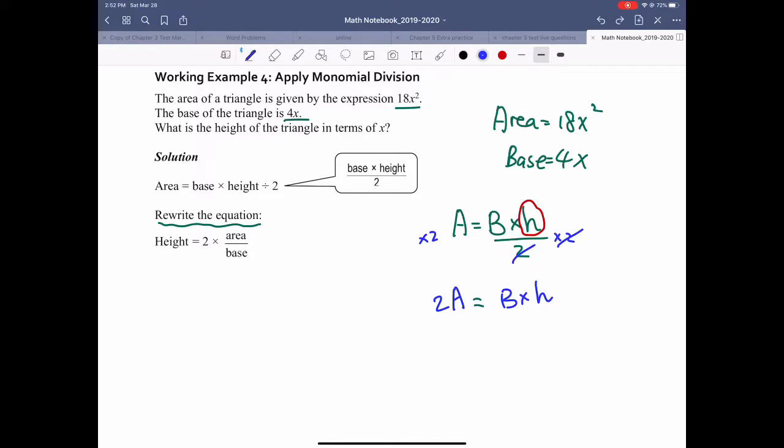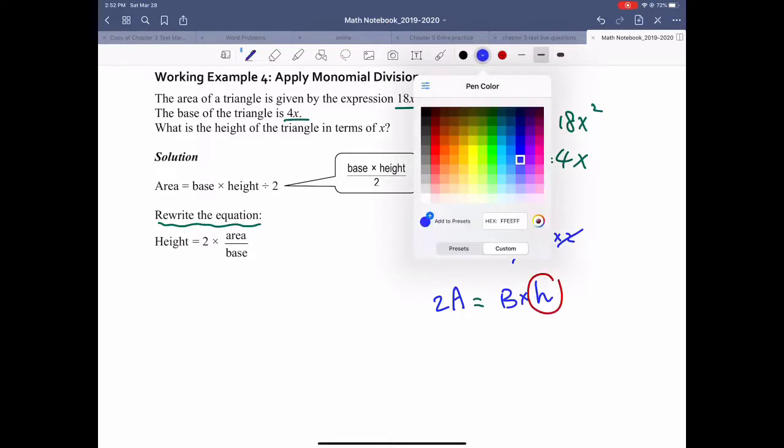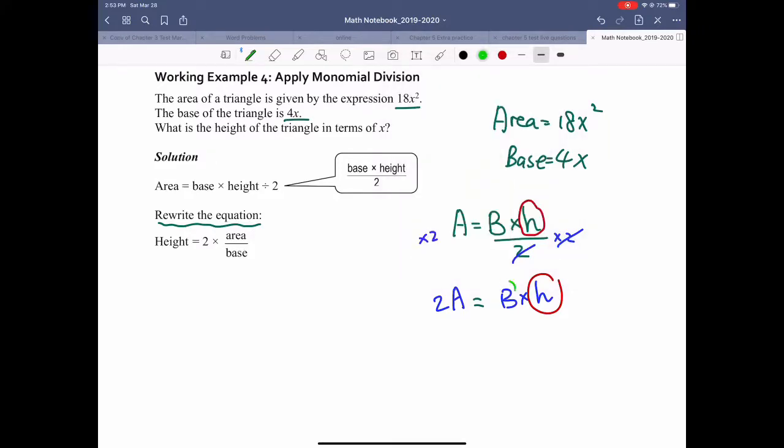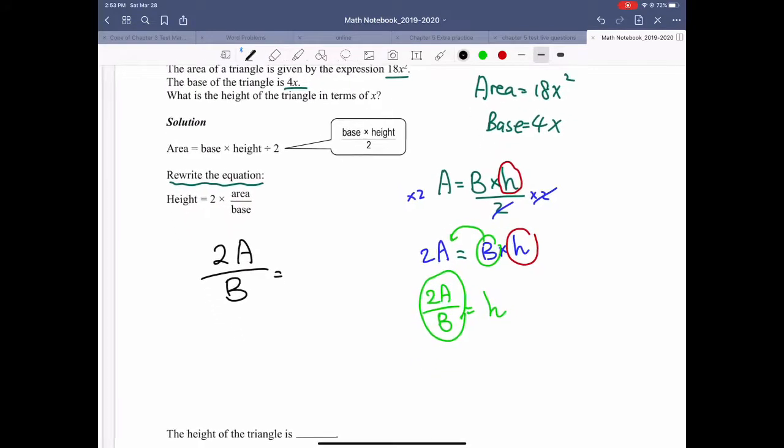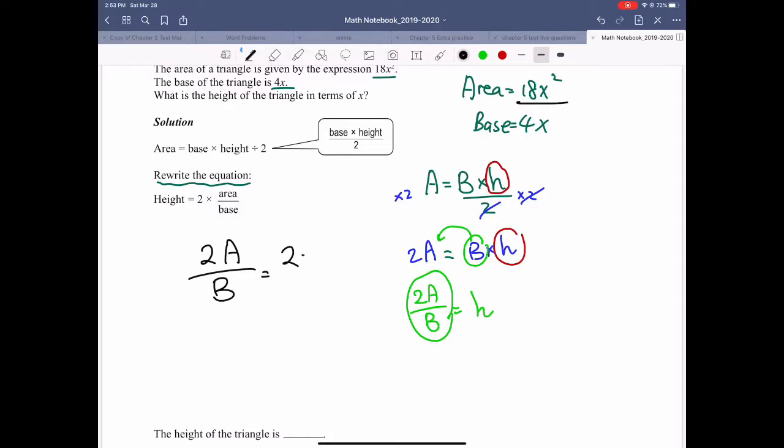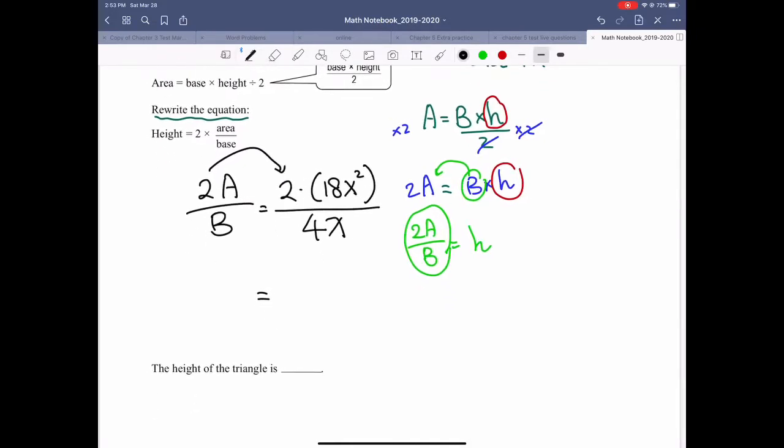Here I still want to isolate h, so I throw the times b to the other side of the river and change it to divided by b. So 2a divided by b equals h. My formula is h equals 2a divided by b. Then I plug in: my area is 18x squared, so 2 times 18x squared, divided by b, substitute b by 4x. Okay, solve it.